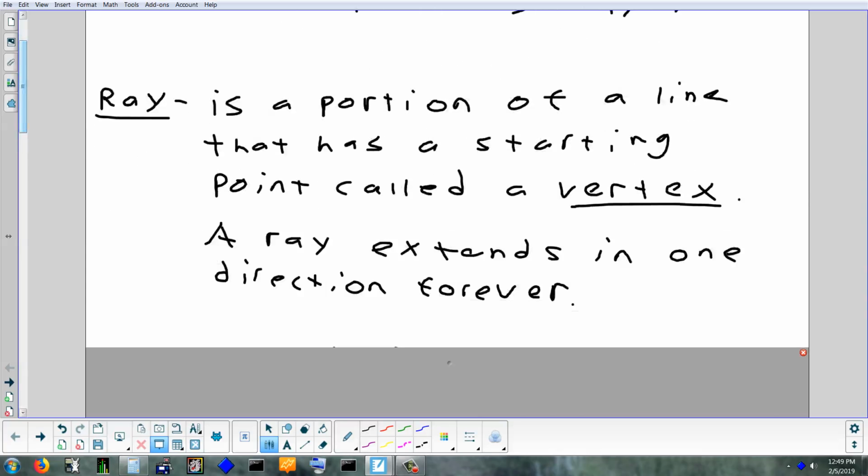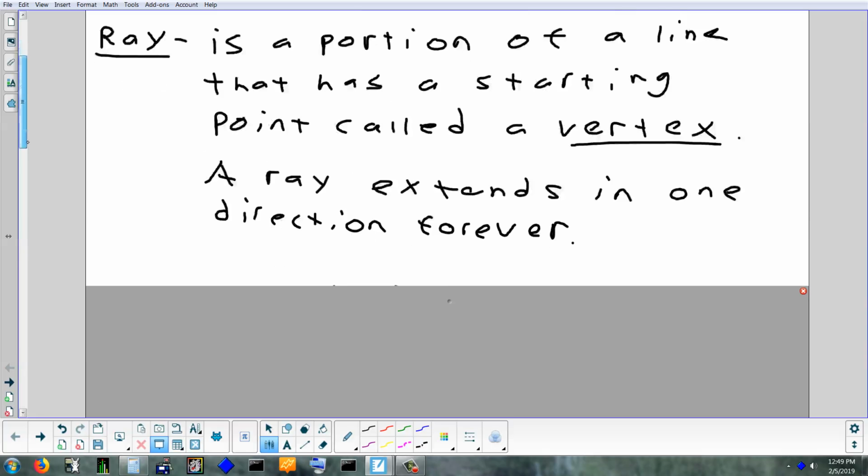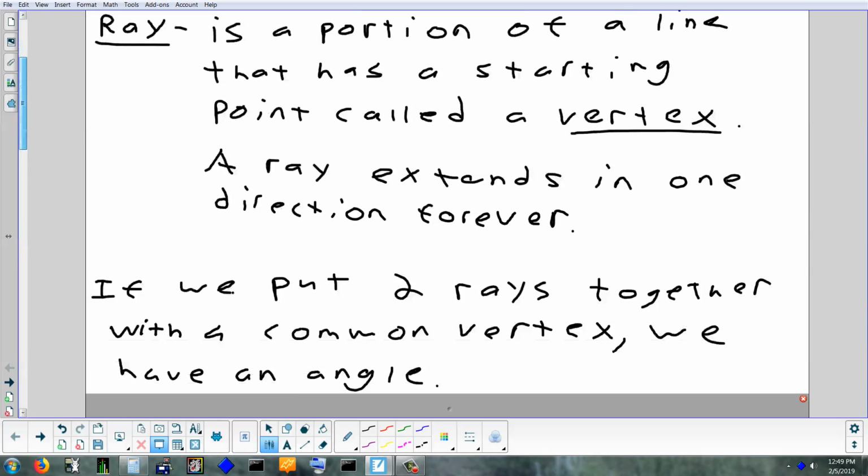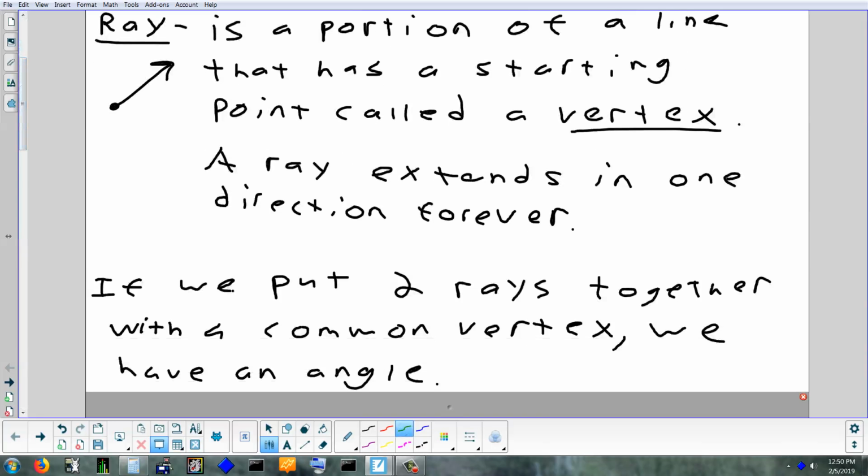So the idea is if we take two rays and put them together, then we've created an angle. The key is when you put the two rays together, they have to have the same vertex. Right? So if you had a ray like that, and another one like that, if you want to create an angle out of those two rays, just put the two vertices on the same spot, and you just created an angle.